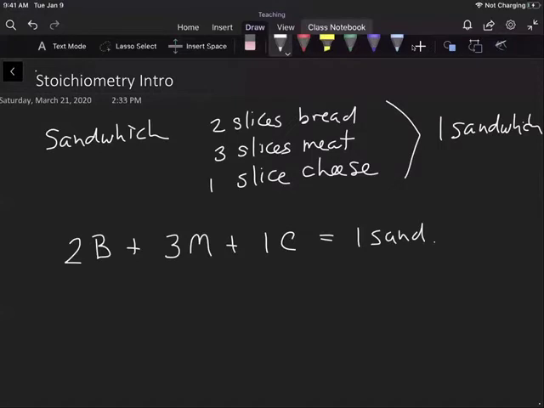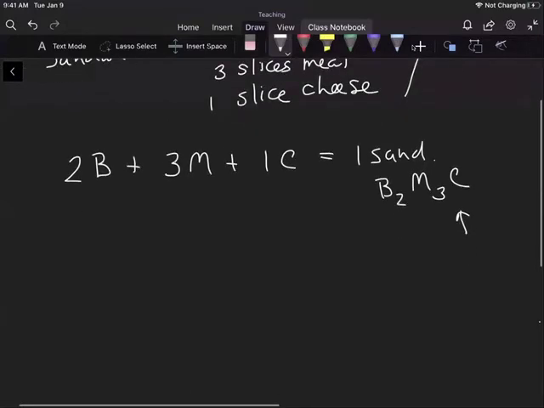And I can even go so far to relate this to what we're going to talk about, is that my sandwich has the equation B2M3C. That's my 2 slices of bread, my 3 slices of meat, and 1 slice of cheese, and it's all in one compound, and that compound is my sandwich. Okay, so I know that when I make a sandwich, I always like this same ratio of things to make my sandwich: 2 bread, 3 meat, 1 cheese, that makes my 1 sandwich.